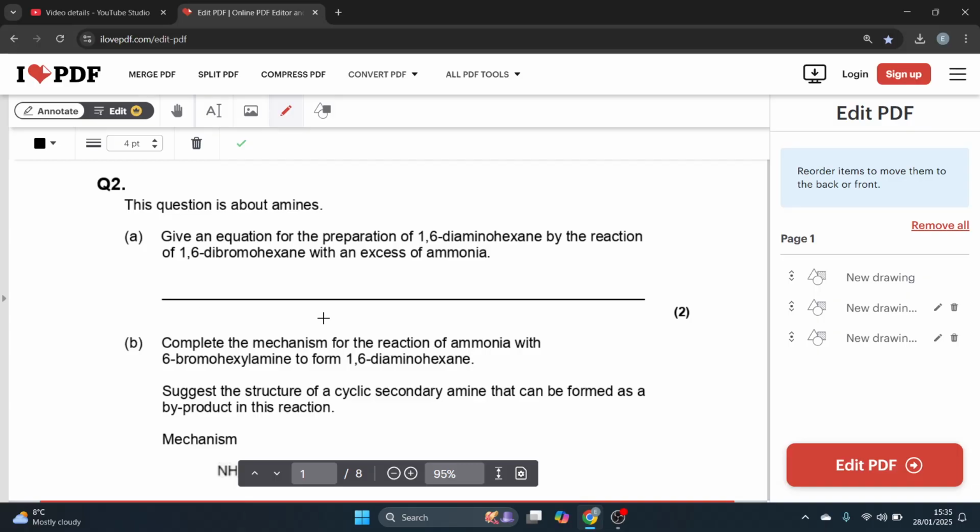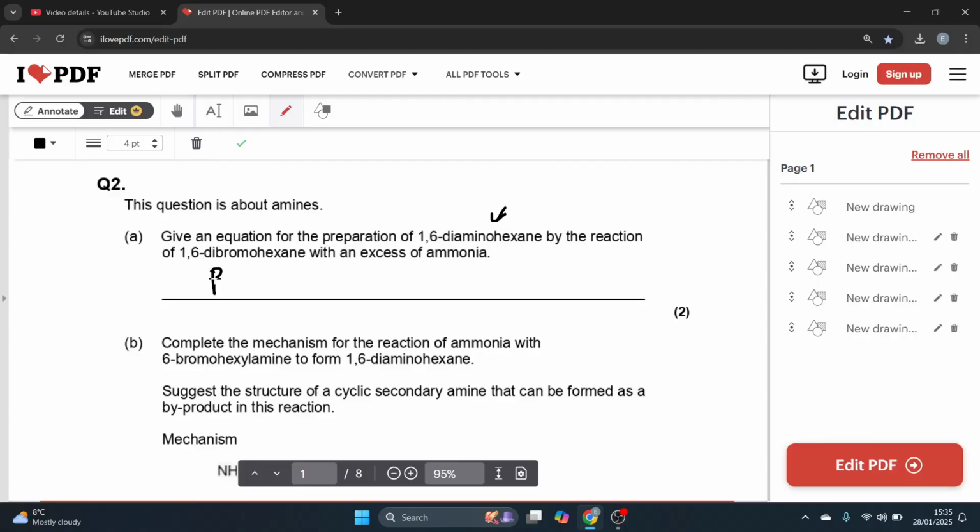At 2a, this question is about amines. Given an equation for the preparation of this by the reaction of hexane with excess of ammonia. Okay, so what does it say? Preparation of this by the reaction of 1,6-dibromohexane with an excess of ammonia. So dibromohexane. Actually, let's do skeletal formula. I think that would make more sense.